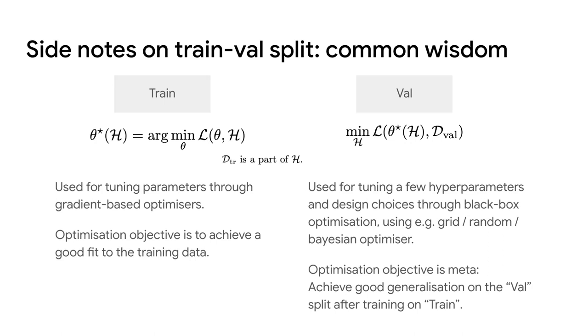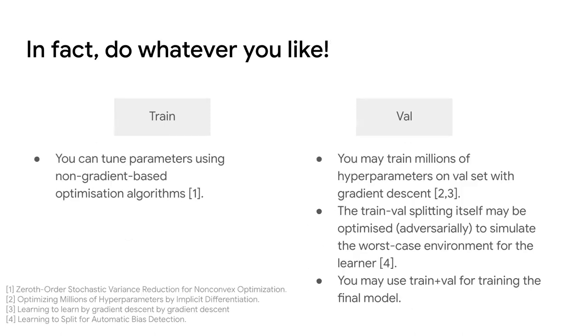And also, you just decide them after training the model and checking how the generalization works on the validation set. So in a sense, that part is more black box optimization and more human in the loop, right? But that's not necessarily the case, because you also see tons of papers using train val in different ways. So for example, you can tune the parameters also with black box optimization.